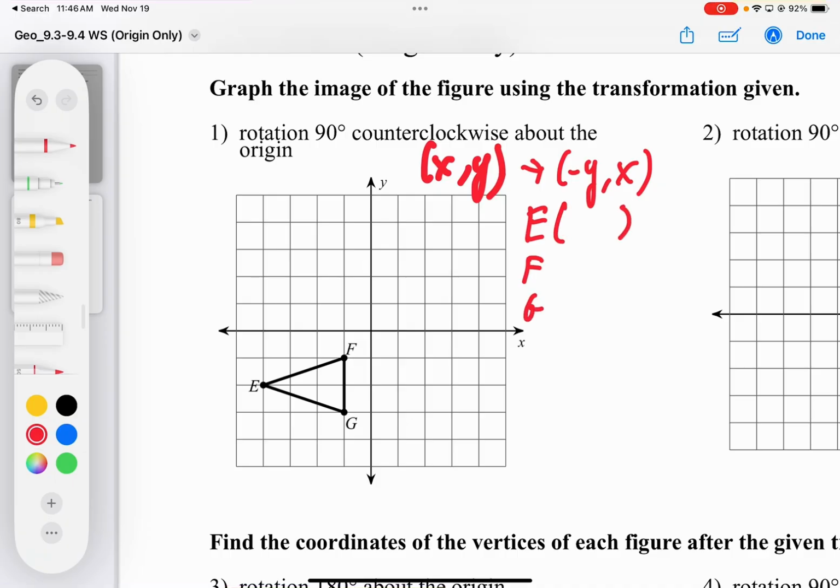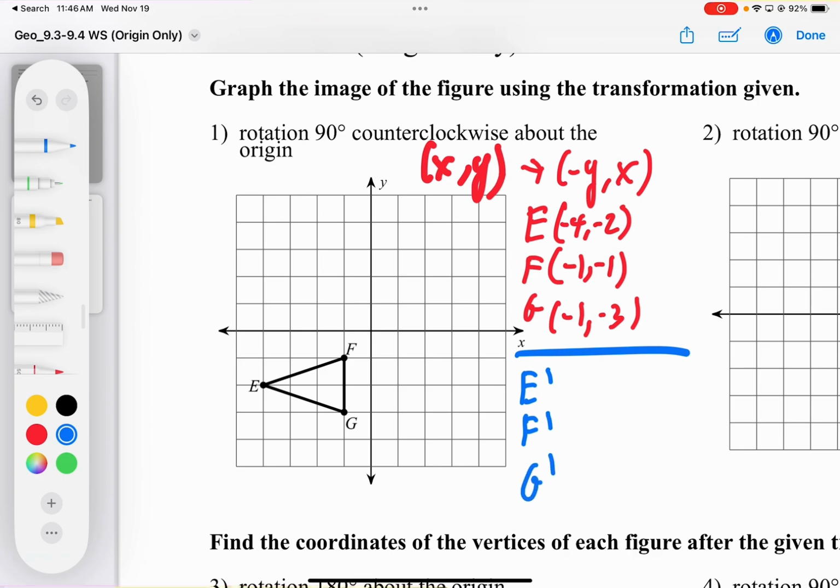Right now, E is at negative 4, negative 2. F is at the coordinate point negative 1, negative 1. And then G is at the coordinate point negative 1, and then down 3, negative 3. I want to come up with a new set of coordinates: E prime, F prime, G prime. I need to apply the rule to each of my coordinate points.